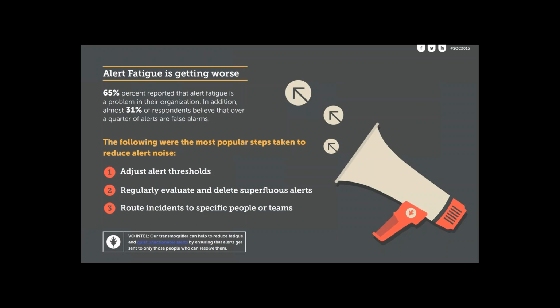And then two, regularly evaluate and then delete superfluous alerts. As I just mentioned, you're pushing new code all the time. Make sure that that thing that's alarming is something that is actually actionable and something that your on-call person knows what to do about. And then also, not just, is the nature of the alert something I should attend to, but is the nature of the alert something that is particular to my domain expertise? So ensuring that folks are routing incidents to specific people or teams.